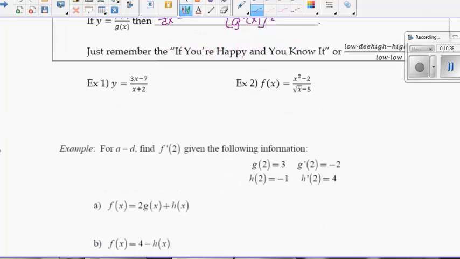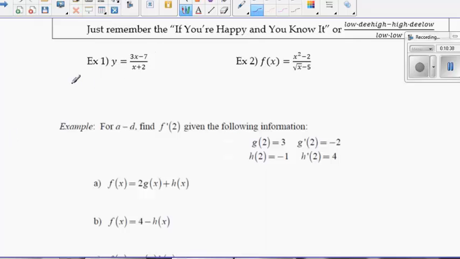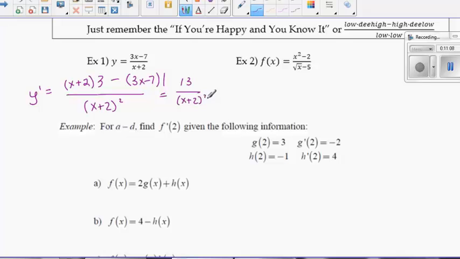So the quotient rule, I will quickly go through one, and then you can do the other. So if I do the quotient rule down here, y prime is going to be the bottom times the derivative of the top minus the top times the derivative of the bottom all over the bottom squared. Now this is just begging to be simplified because it's easy, so I am going to simplify this one. So I've got 3x minus 3x, so those are gone. 6 minus negative 7, so 13 on top, over x plus 2 squared. So there's our derivative there.